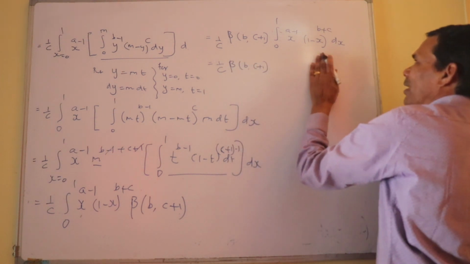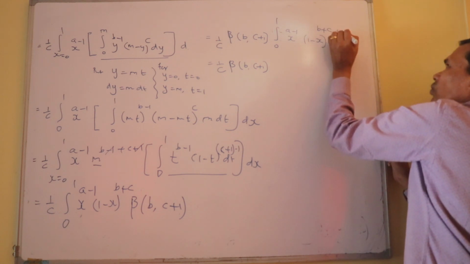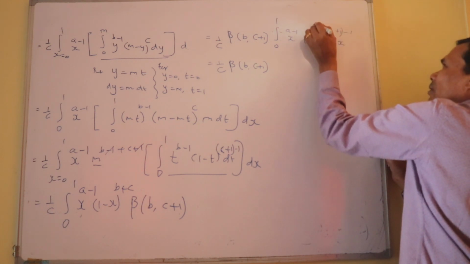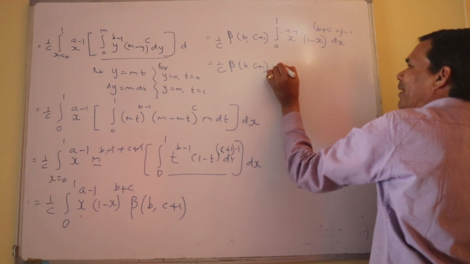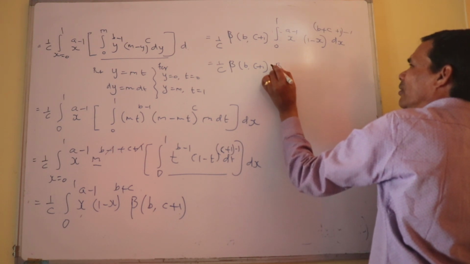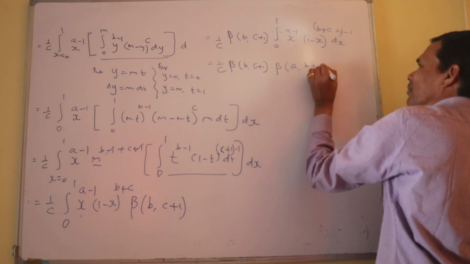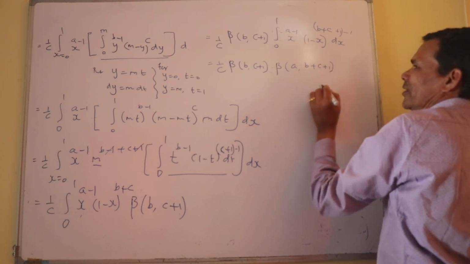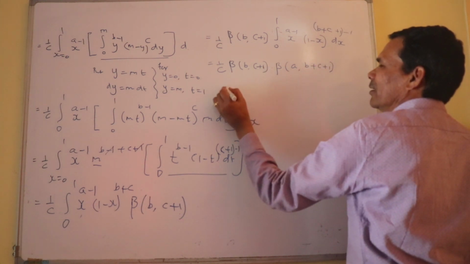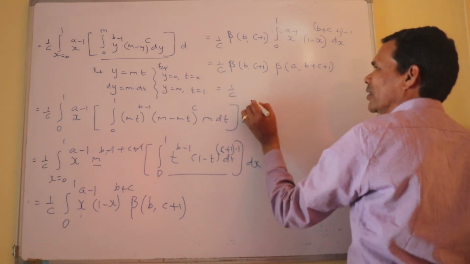This is expressible as a beta function. So plus 1 and minus 1. So I will write down by the basic integral of the beta function, this multiplied by a, b plus c plus 1. So I just simplify this and get the required RHS there, which is required.